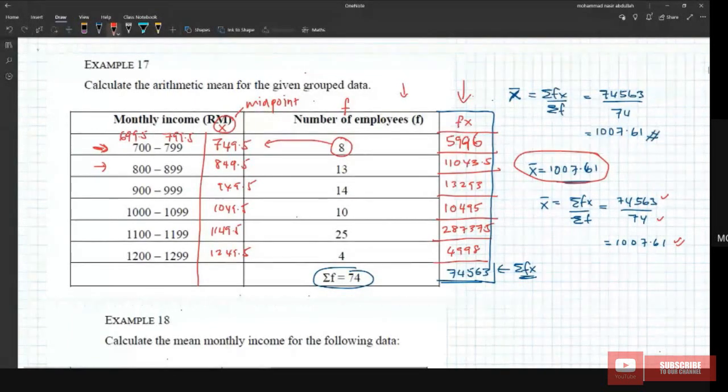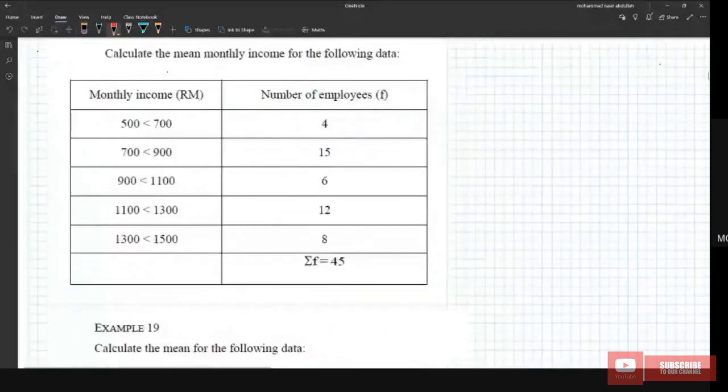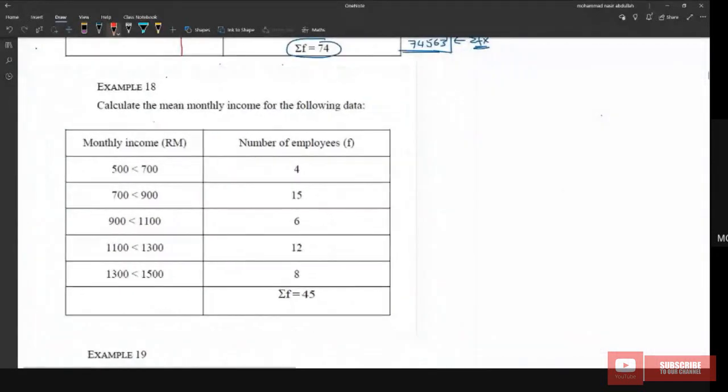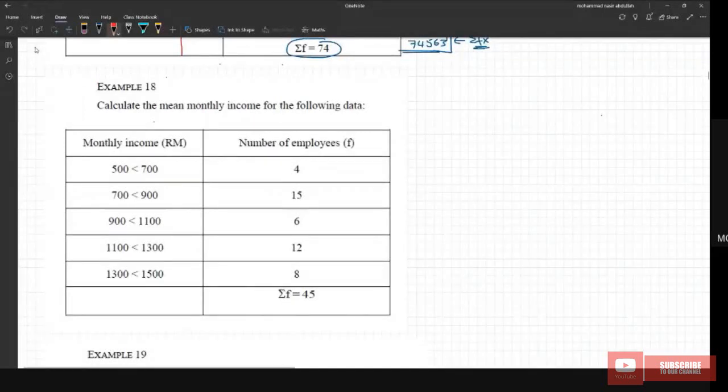Now we move to the next example, which is example number 18, right? So if you have a calculator in front of you, right, just try to complete this one. So we have different type of class size. We have 100 less than 700.